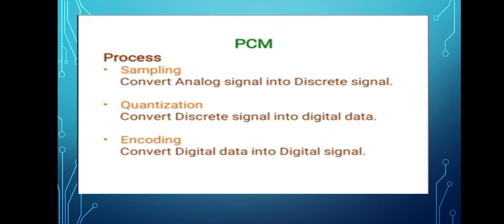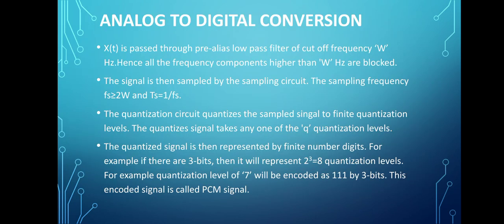These are the processes of sampler, quantizer, encoder as I said before. This is an explanation of analog to digital converter. Let x of t be the given input analog signal, and it is passed through the low pass filter which has the cutoff frequency W Hz. Hence it blocks the signal higher than the frequency W Hz and it is passed through the sampling circuit. The sampling circuit has a sampling frequency f of s greater than or equal to 2W.